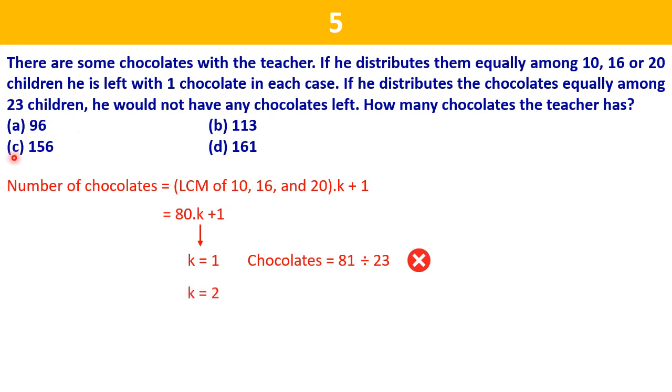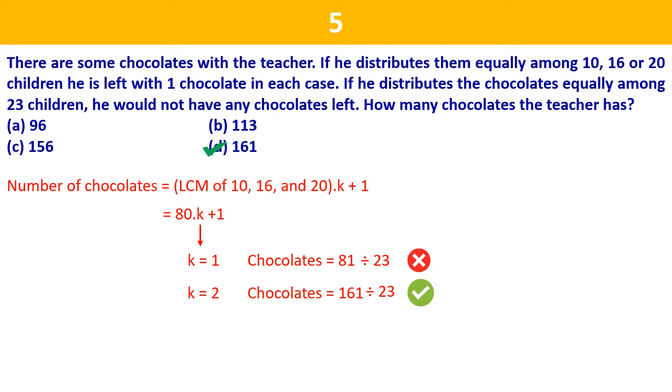Suppose I take k equal to 2. The number of chocolates will be 80 into 2, that is 160, plus 1, that is 161. So 161, if we divide by 23, we get 0 as a remainder. So the teacher must be having 161 chocolates, as 161 follows both the cases. If we divide by 10, 16 and 20, we get remainder 1, and if we divide 161 by 23, we get remainder 0. So the correct answer is option D.